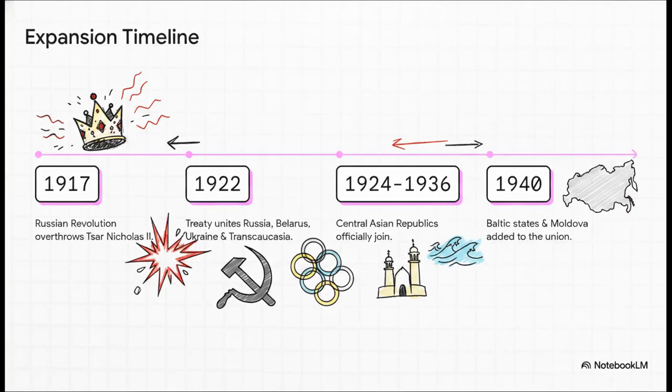It all started from the ashes of the old Russian monarchy. In 1917, the Russian Revolution completely upends things and overthrows Tsar Nicholas II. Fast forward through a really fierce civil war, and the victorious Reds sign a historic treaty in December 1922. This officially united Russia, Belarus, Ukraine, and Transcaucasia. But they didn't stop there. Over the next couple of decades, from 1924 to 1936, they absorbed the Central Asian republics, and by 1940, they added the Baltic states and Moldova. That brings us to that massive total of 15 republics.